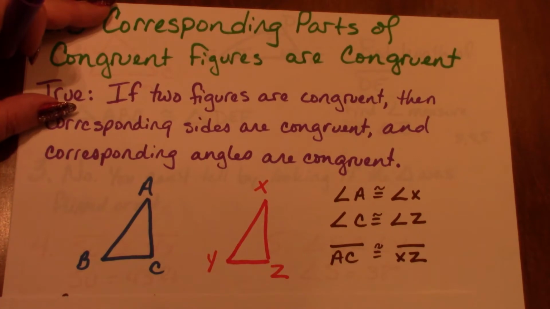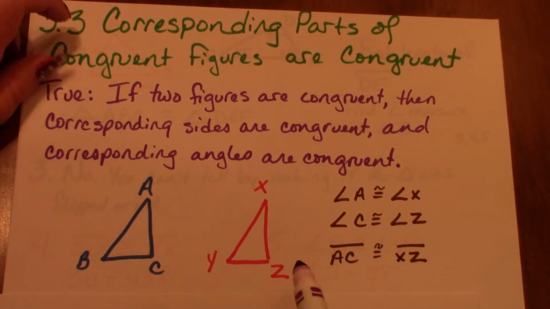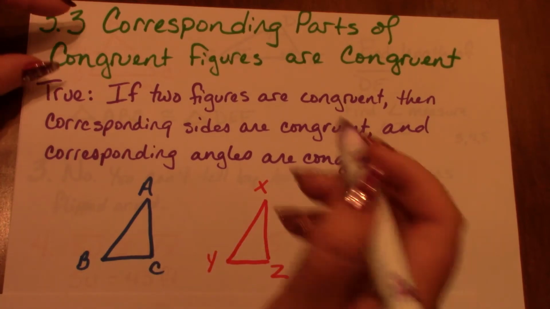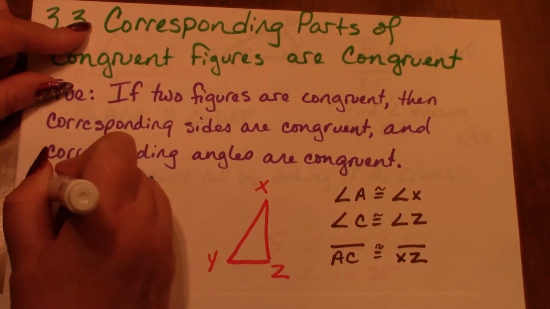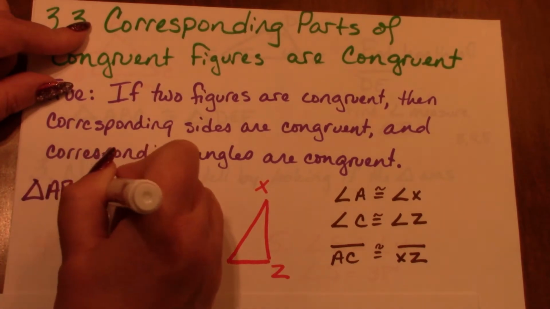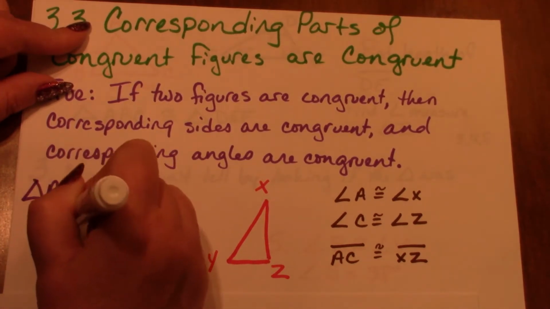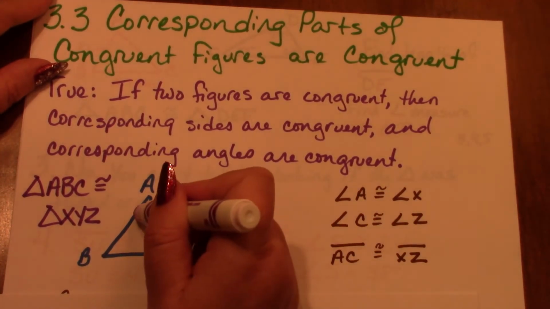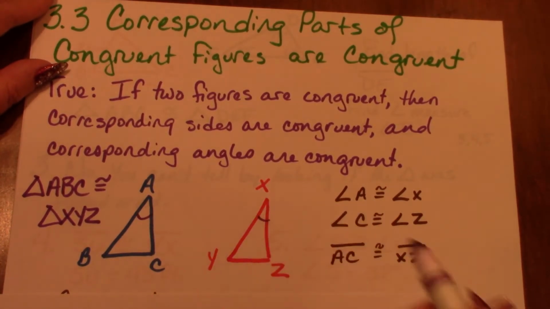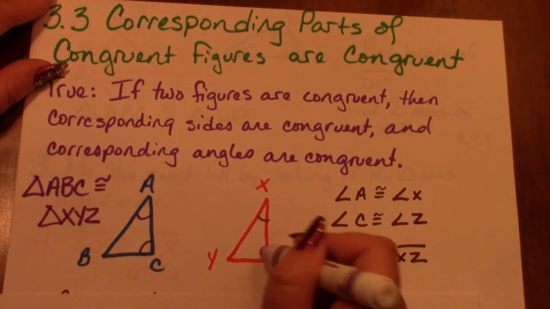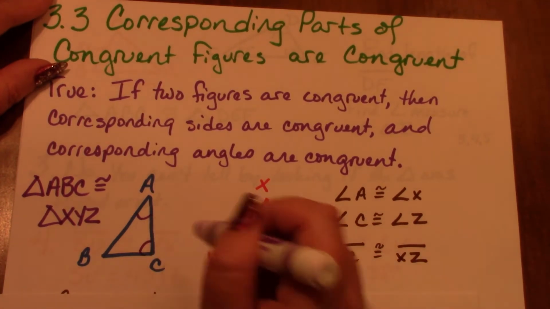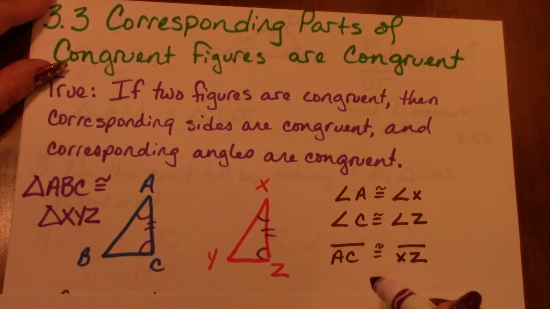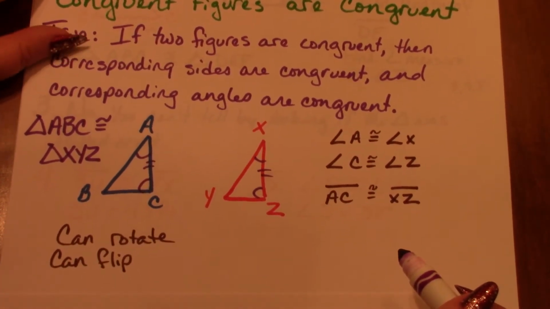So if we were to look at triangle ABC and triangle XYZ, and I told you that triangle ABC is congruent to triangle XYZ. If you know that, then you know that angle A is congruent to angle X and angle C is congruent to angle Z. You also know that line AC is congruent to line XZ and so on.